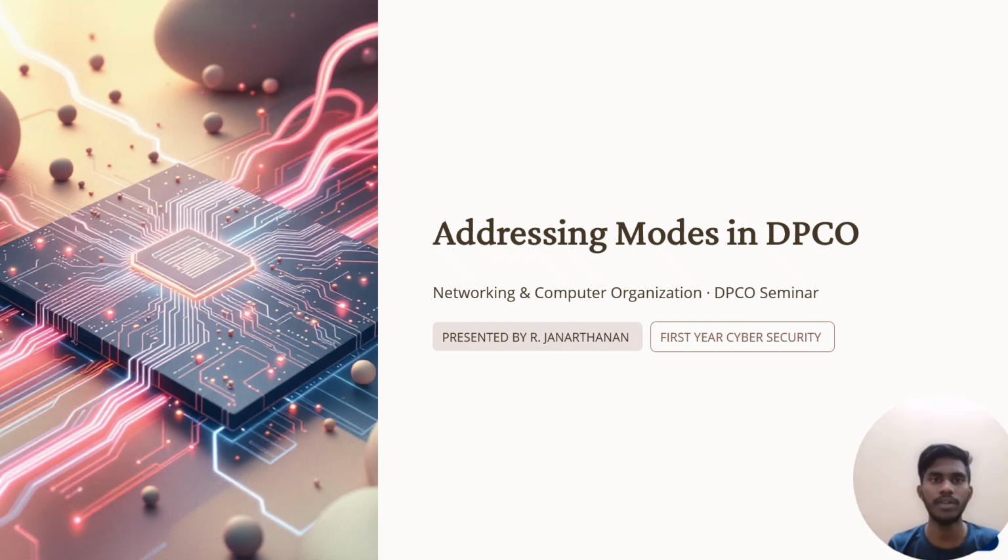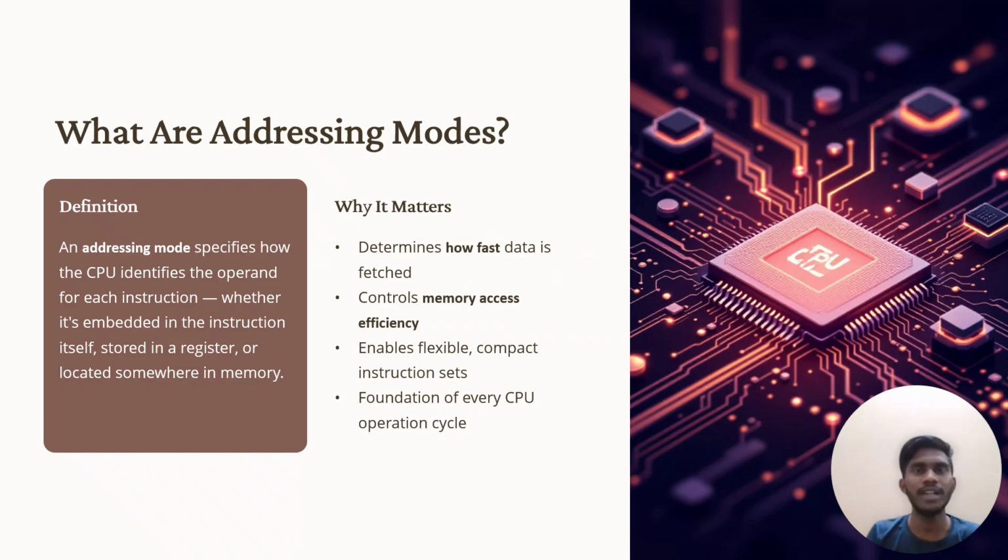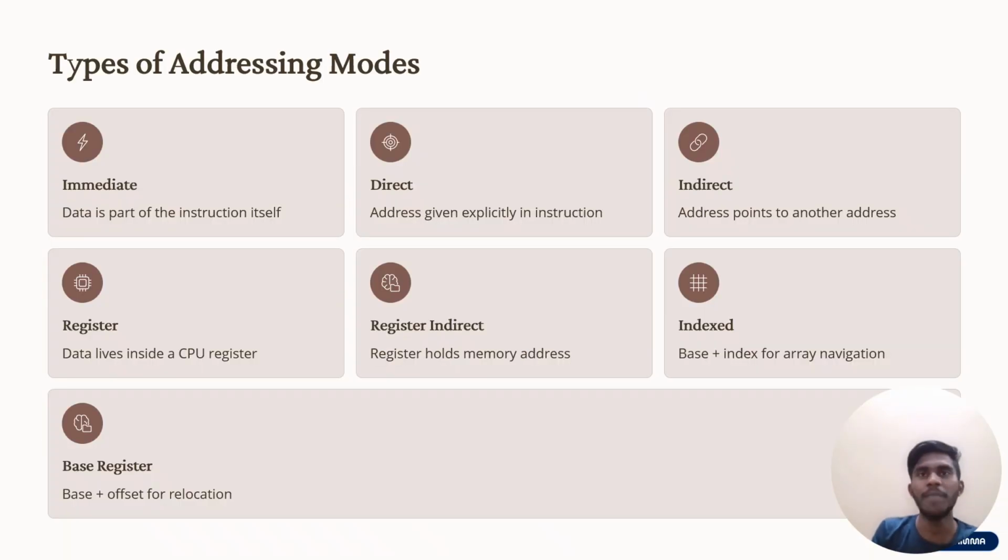Today we are learning about the addressing modes in DPCO. What are addressing modes? Definition. An addressing mode specifies how the CPU identifies the operand for each instruction, whether it's embedded in the instruction itself, stored in a register, or located somewhere in memory. Types of addressing modes: immediate, direct, indirect, register, register indirect, indexed, base register.